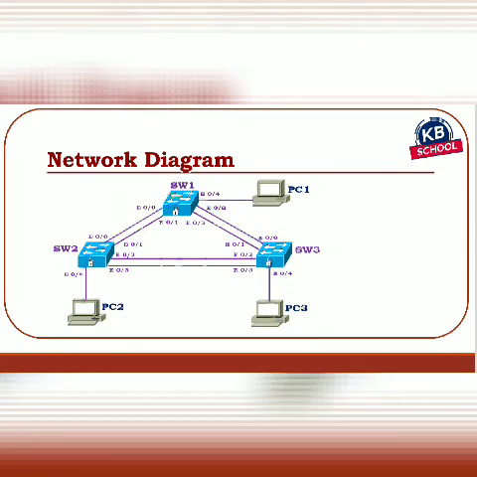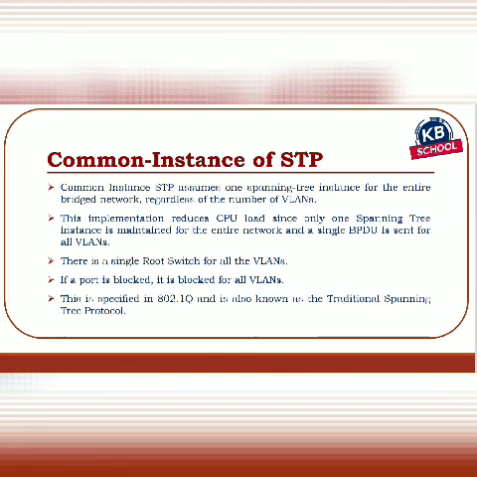So common instance of STP assumes one spanning tree instance for the entire bridged or switched network, regardless of the number of VLANs. In this implementation, you just have one spanning tree instance, so you need to maintain one root, one single BPDU sent for all VLANs. Single root switch for all the VLANs. If a port is blocked, it is blocked for what? All VLANs. This is also known as the traditional spanning tree protocol, the old one with a single instance of STP. So what's the drawback?